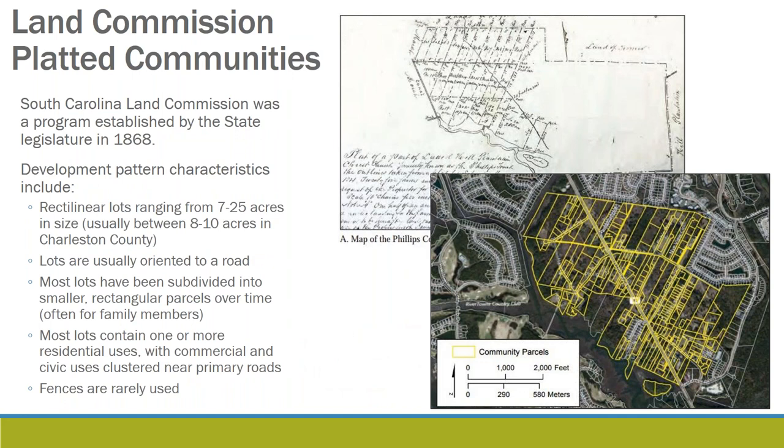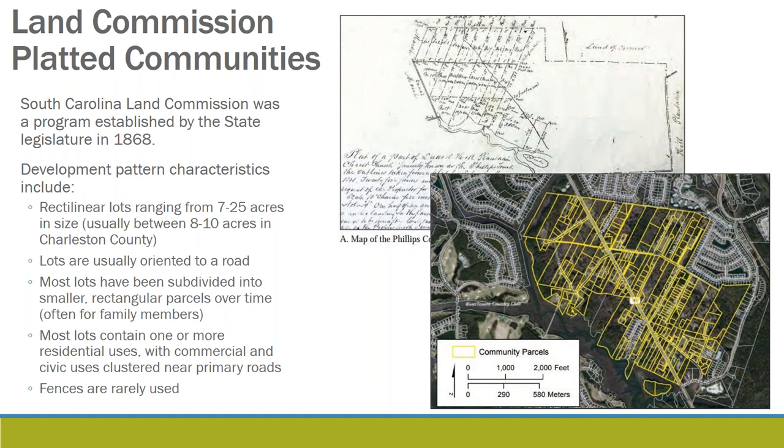So the second type of community is the land commission platted communities. These were communities that, following emancipation, the South Carolina Land Commission, which was established in 1868, was tasked with purchasing former plantation tracts from owners, surveying and subdividing these properties, and selling them to landless Black and white farmers and tradesmen. And so these have a little bit more of a formalized plat pattern, as you can see here on the slide.